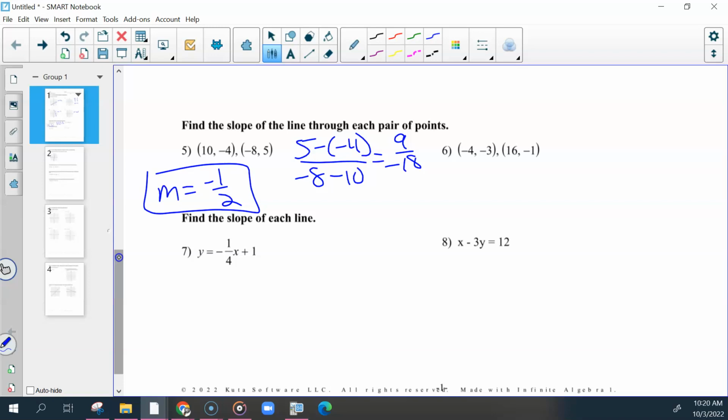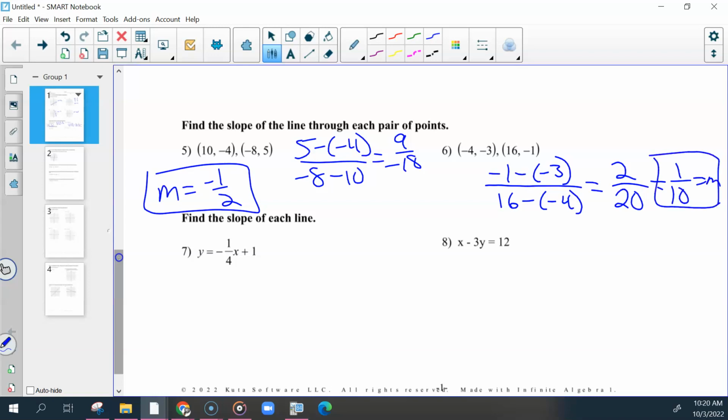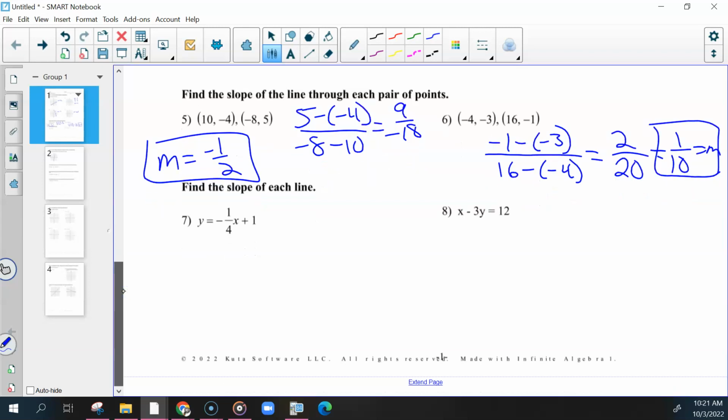6 was similar. So here you should have gotten a +2 over a +20, which would have simplified to be 1/10. Make sure you simplify as much as possible with these. Questions on those 2? So those were both worth 2 points, 1 for your slope work, 1 for your answer. 7 was just, can you determine out of these 2 numbers which one is your slope? So there was no work for you to do.